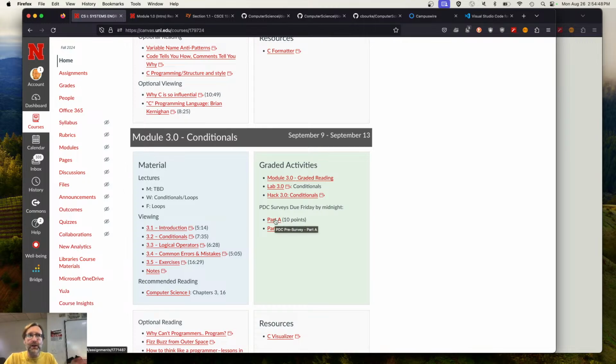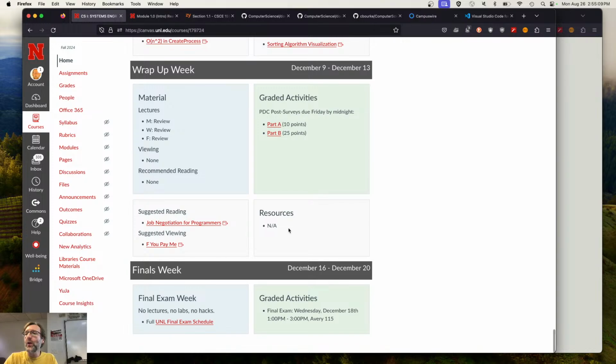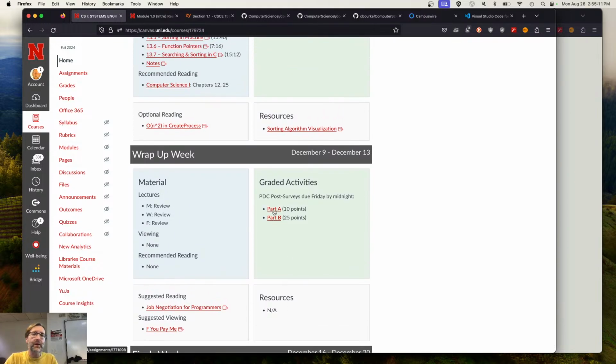You don't have to opt in if you don't want to. You can opt out, but you still need to complete these for credit, right? We're not quizzing you. You don't get anything right or wrong. Instead, you complete the survey there, and you get your 35 points, which translates to roughly 3% of your grade. And then at the end of the semester, we re-ask, right?